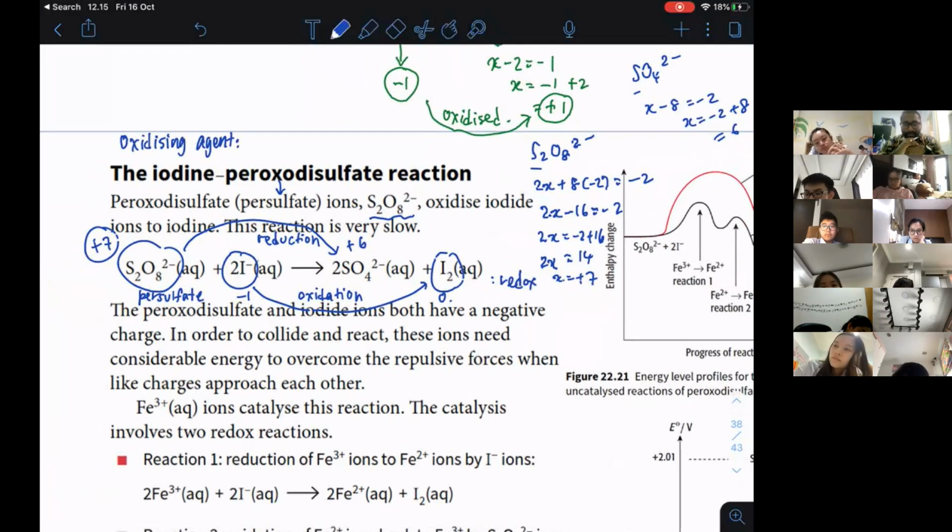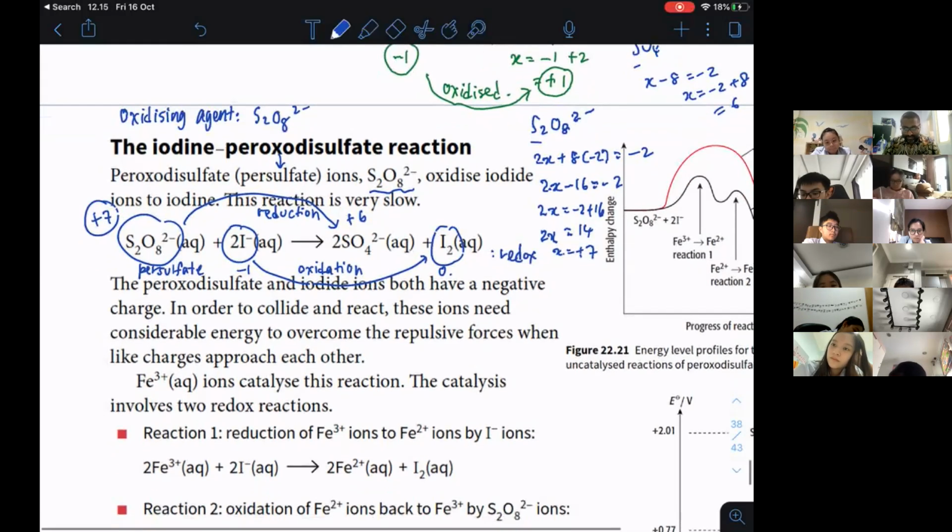The oxidizing agent is persulfate. Something that will oxidize others, but they will get reduced. So this is going to be persulfate. S2O8 2- is going to be the oxidizing agent. So now, please take note. This reaction is going to be a very slow reaction.